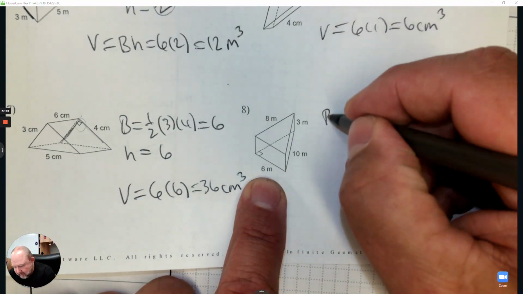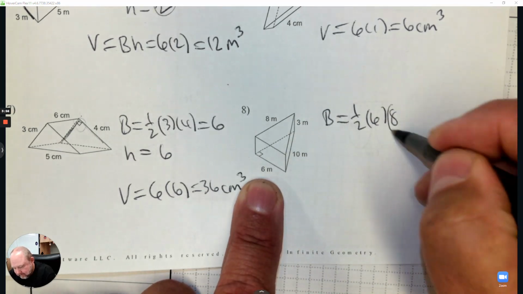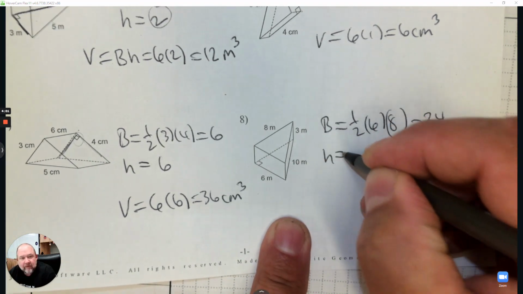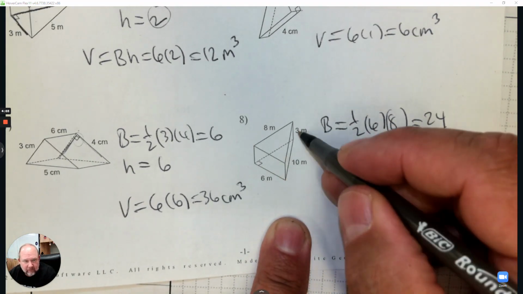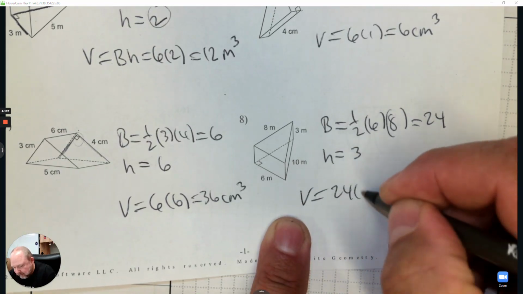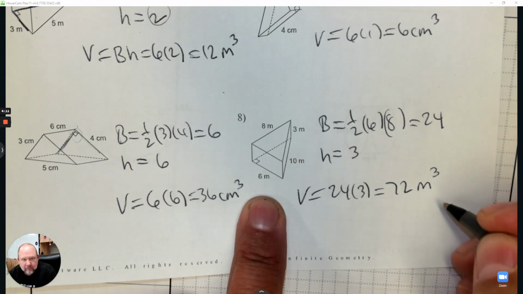Here again, the area of a base is a triangle. So half, and it's 6 times 8. And then the distance between the two triangles is 3. And then the volume is to multiply those two numbers together. And then it's meters cubed.